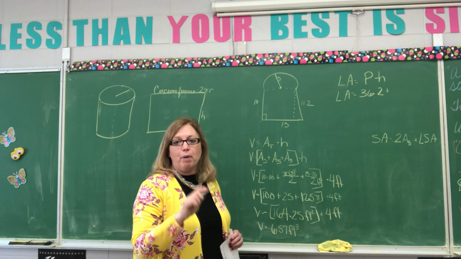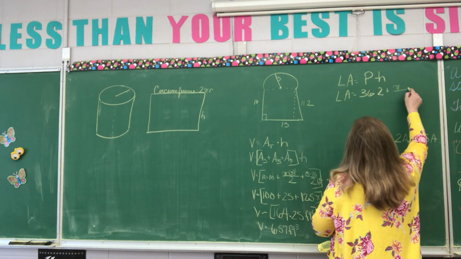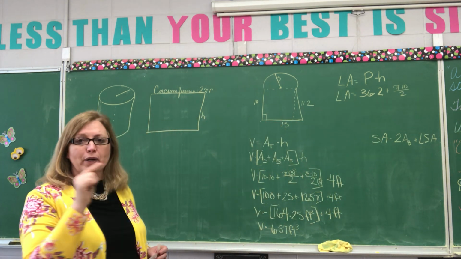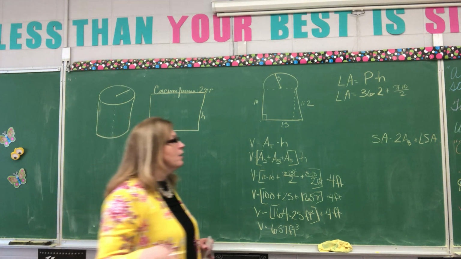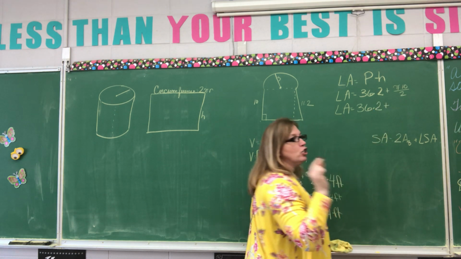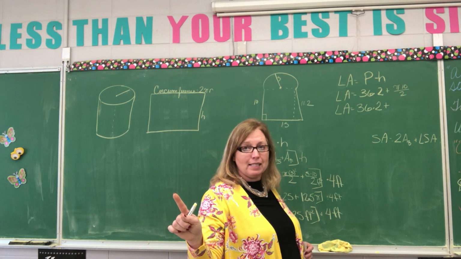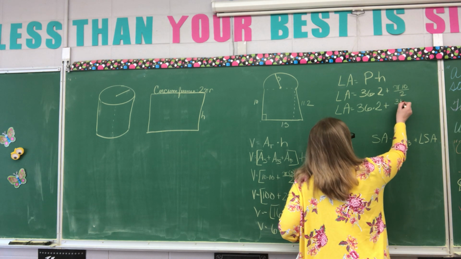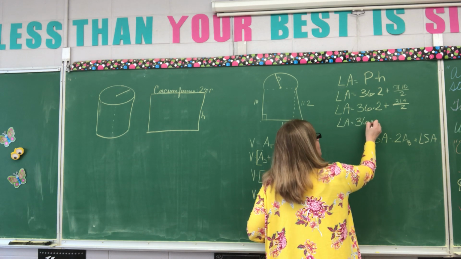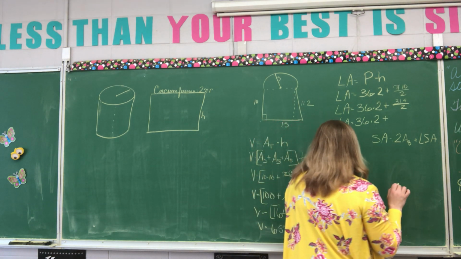Remember what I said it was? Pi times diameter divided by 2. So we have pi times 10 divided by 2, okay? So pi is 3.14, so I'm gonna write that down so you can see it. Pi is 3.14. If I'm multiplying by 10, I'm simply gonna move my decimal point one place, okay? So that makes it 31.4 divided by 2. So our lateral area is 36.2 plus 31.4 divided by 2, okay?